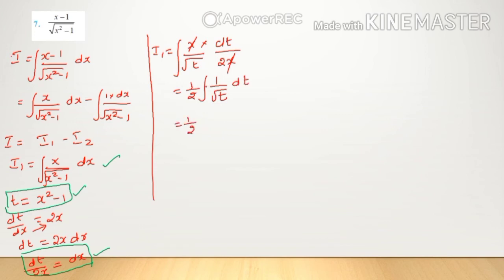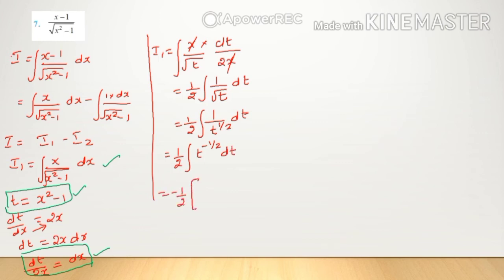So 1 by 2, this 1 divided by root t, I can write as square root of t is nothing but t power half. So 1 divided by t power half into dt. So this is equal to 1 by 2 integral, this t power half comes to the numerator. So t power minus half into dt.